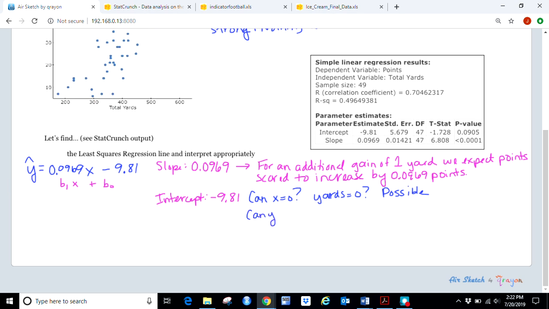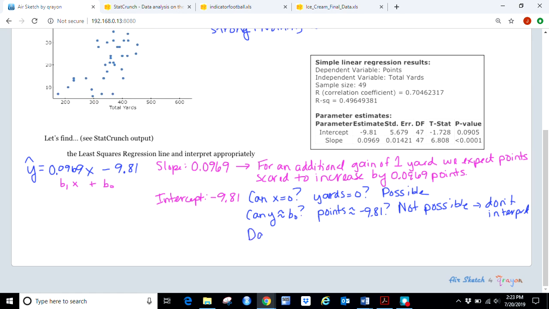My second question is, can y be close to the value of b0? y is our points, and our b0 is negative 9.81. So is it possible to score negative 9 to 10 points in a football game? That is not possible. That tells me I'm not going to interpret my intercept.